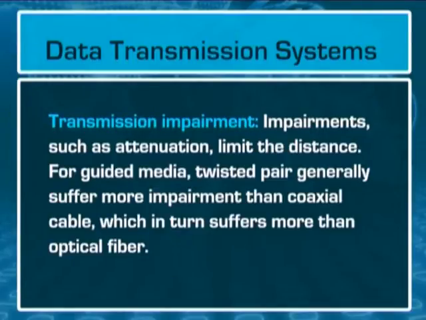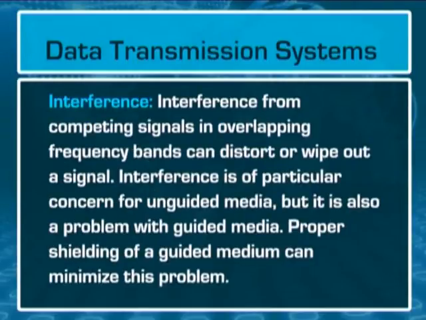Number 2, transmission impairment. Impairments such as attenuation limit the distance. For guided media, twisted pair generally suffers more impairment than coaxial cable, which in turn suffers more than optical fiber. Number 3, interference. Interference from competing signals in overlapping frequency bands can distort or wipe out a signal.